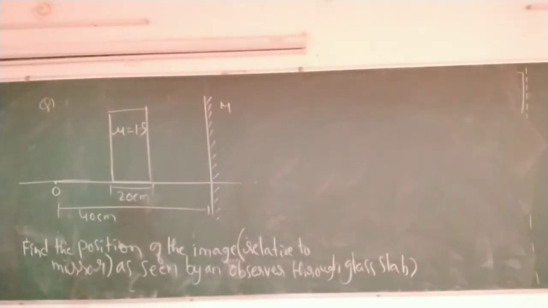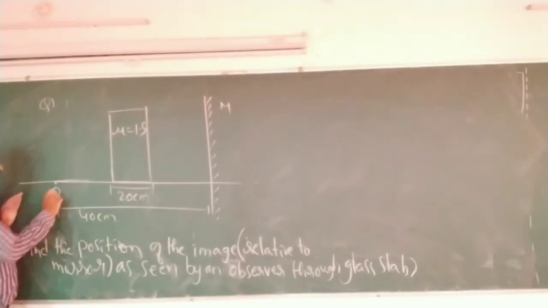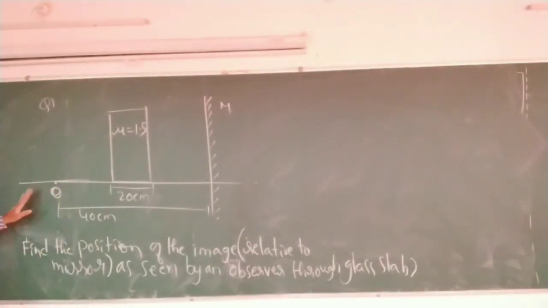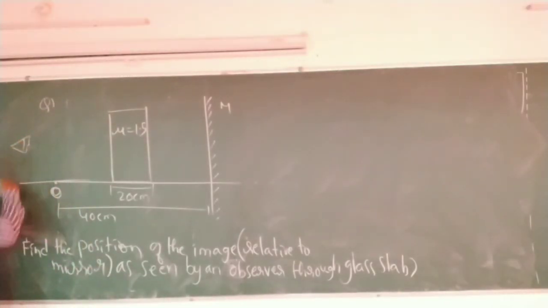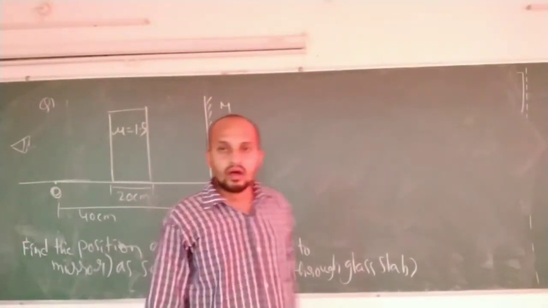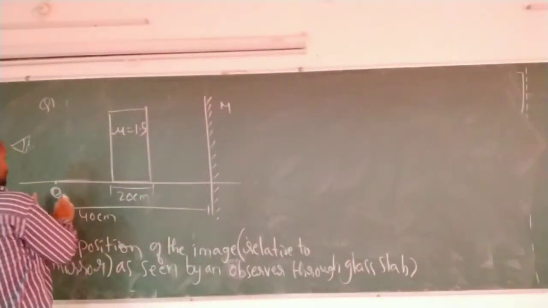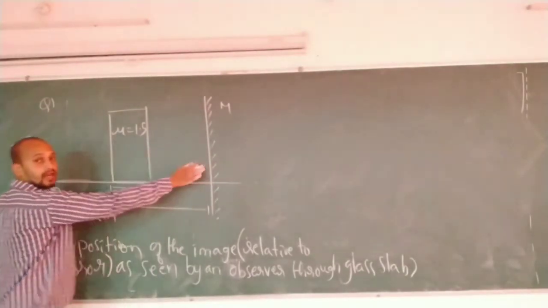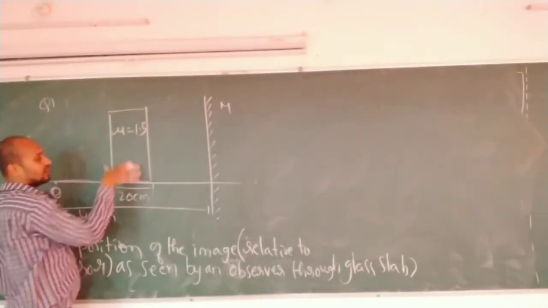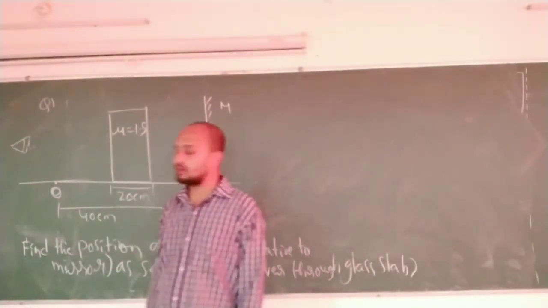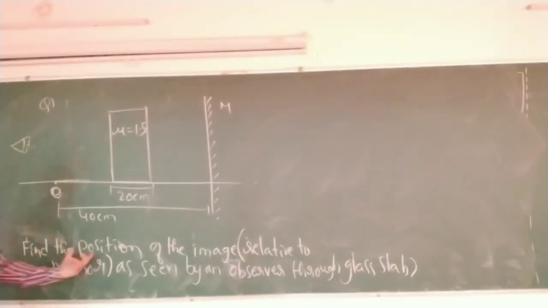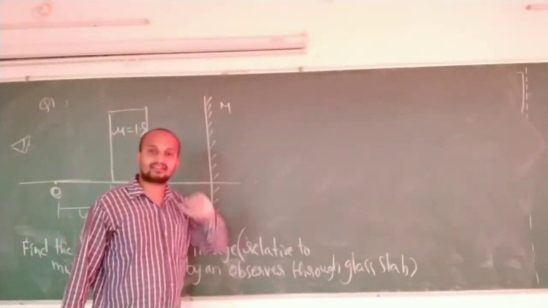Here one situation is there. One object is here, and obviously somewhere the observer will be here. Doesn't matter for us. There is one plane mirror here. Between this object and the plane mirror, we have kept one slab having thickness 20 cm and refractive index mu equal to 1.5. You have to find the position of the image relative to the mirror as seen by an observer through the glass slab.